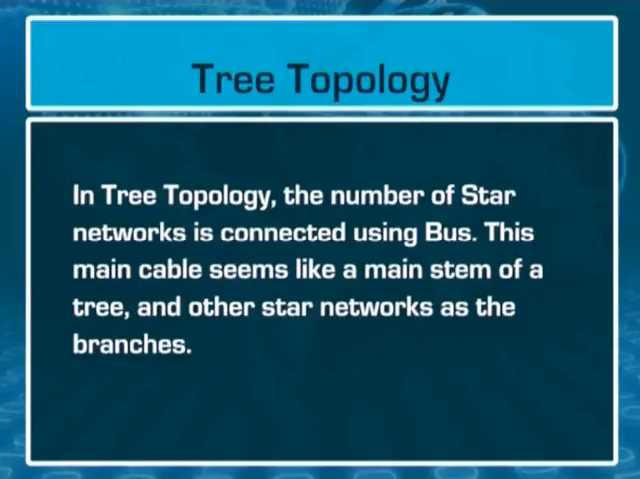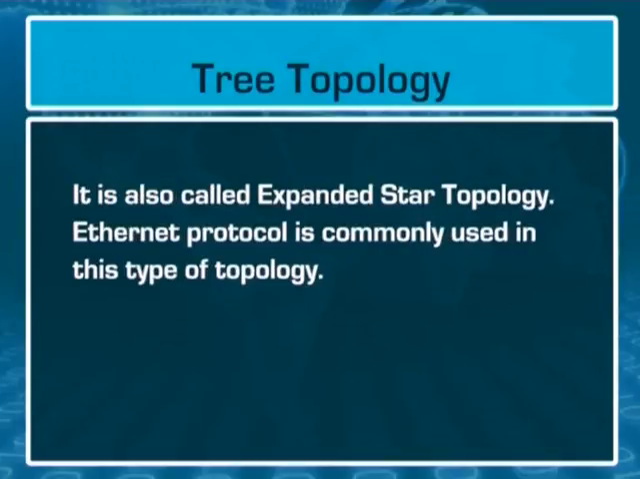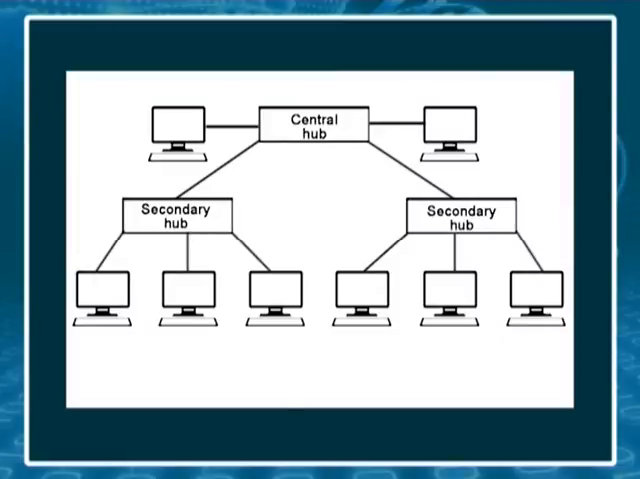In tree topology, the number of star networks are connected using the bus. This main cable seems like a main stem of a tree and other star networks as the branches. It is also called expanded star topology. Ethernet protocol is commonly used in this type of topology. The figure shows the tree topology.